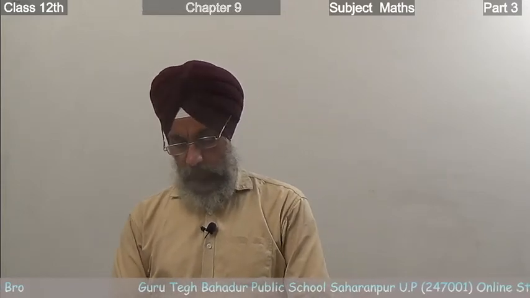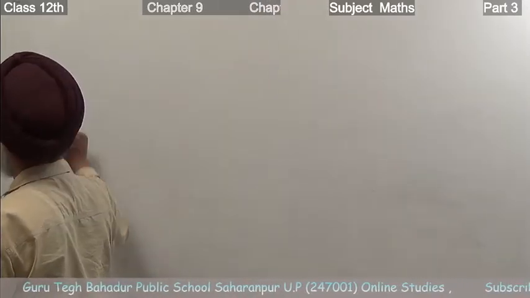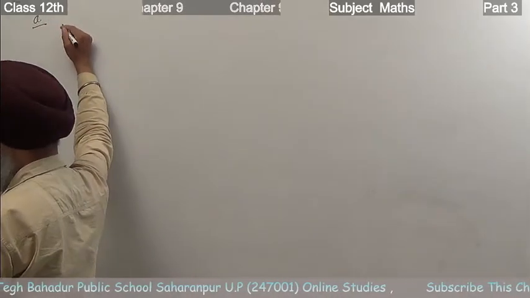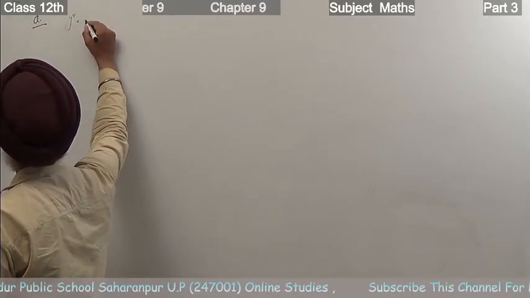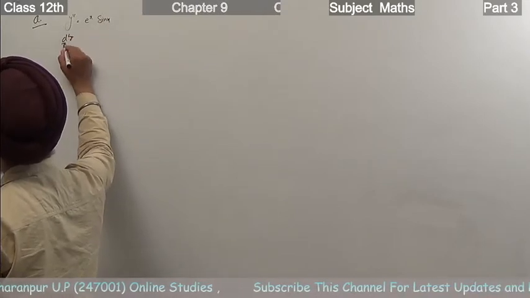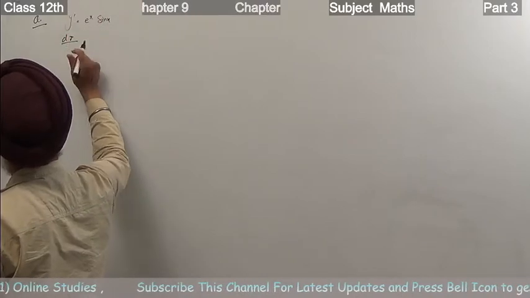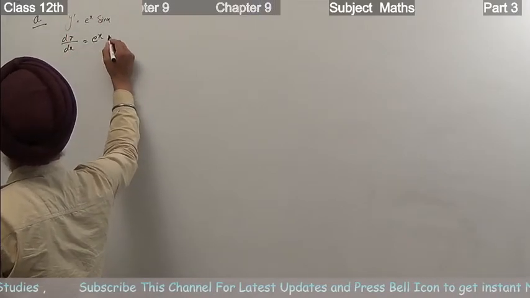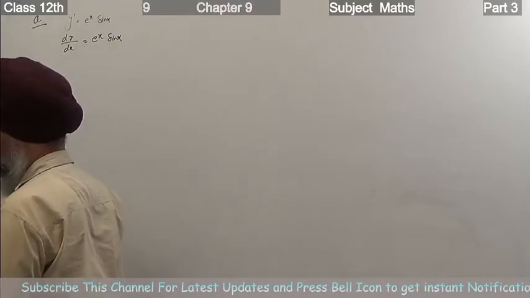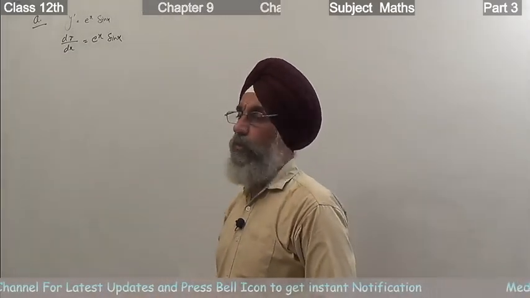15, find the equation of the curve passing through the point (0, 0) whose differential equation is y double dash equals e to the power x sin x. In question number 15, it is given y double dash equals e to the power x sin x. So you can say d square y, y dash, now y double dash, dy upon dx is equal to e to the power x sin x. We have to find the equation of the curve at point (0, 0).